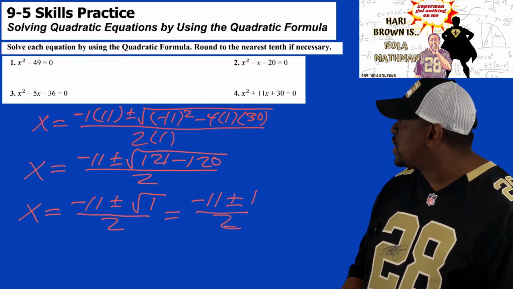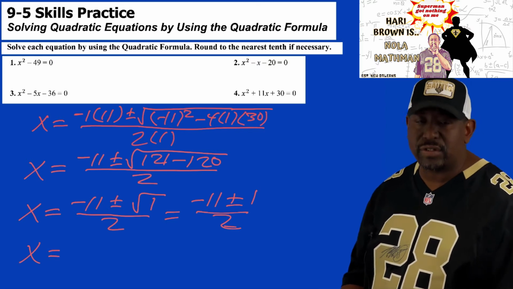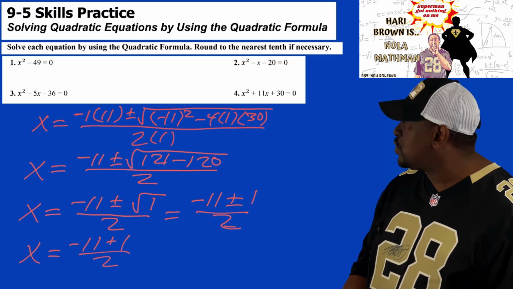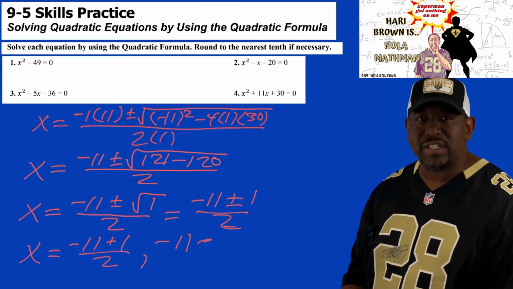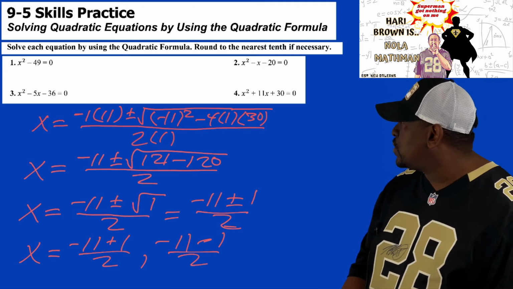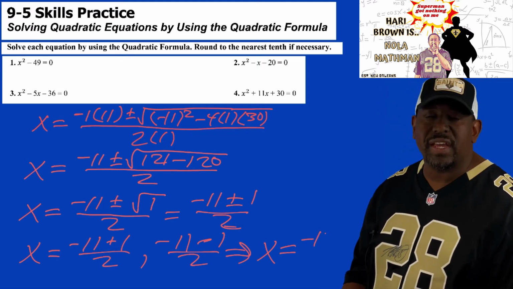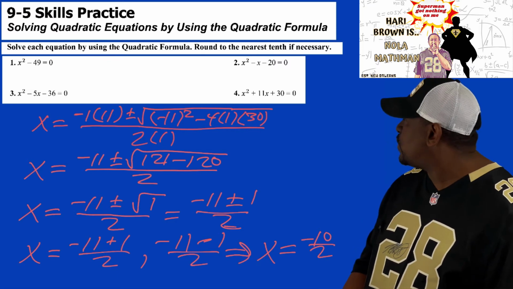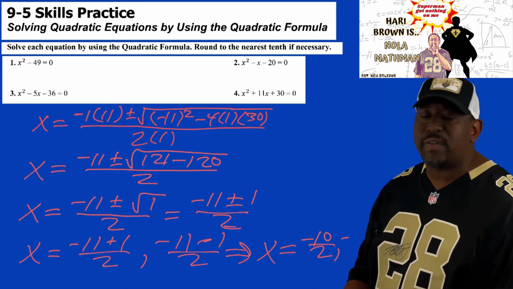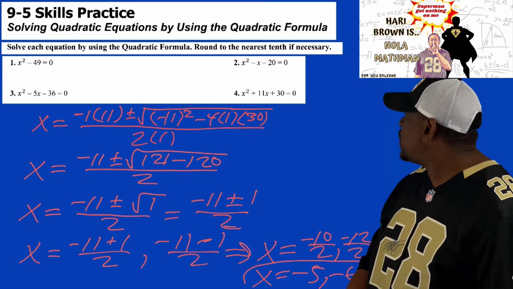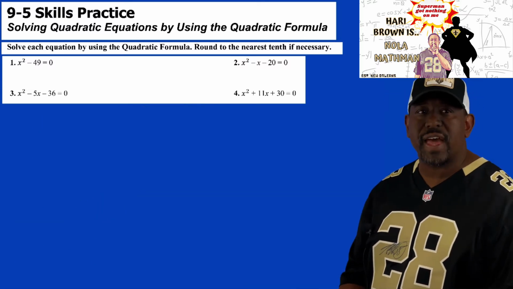That will give us two equations, or two values for x, which are negative 11 plus 1 over 2 and negative 11 minus 1 over 2. Again, we simplify each of those. Negative 11 plus 1 is negative 10 over 2. Negative 11 minus 1 over 2 is negative 12 over 2. When you simplify those two answers, you will get negative 5 and negative 6. So that would be our value, and we circle that.